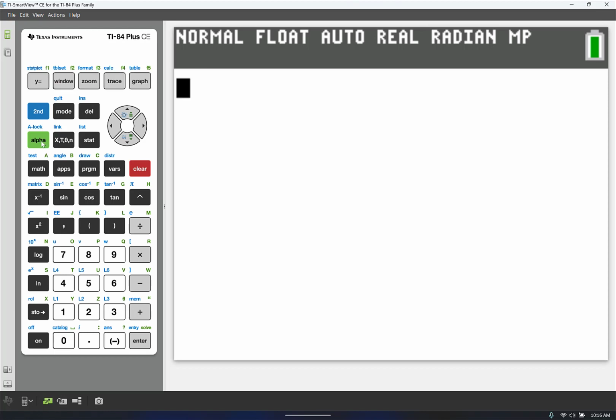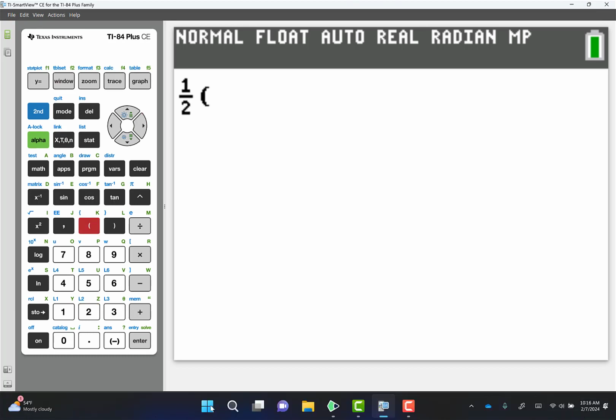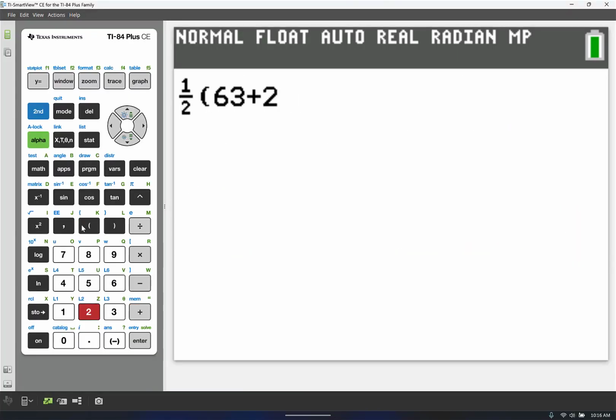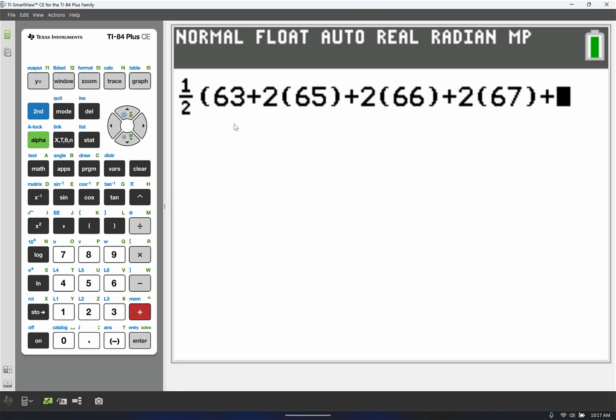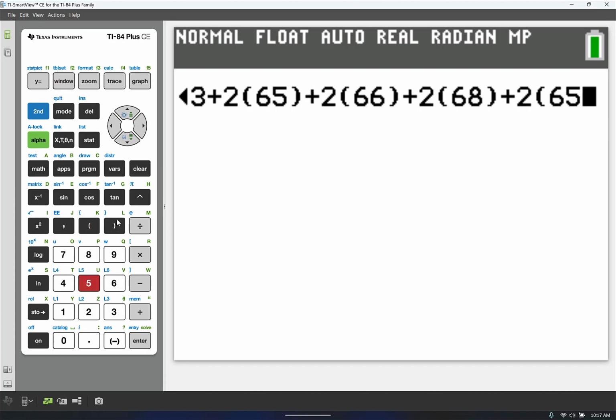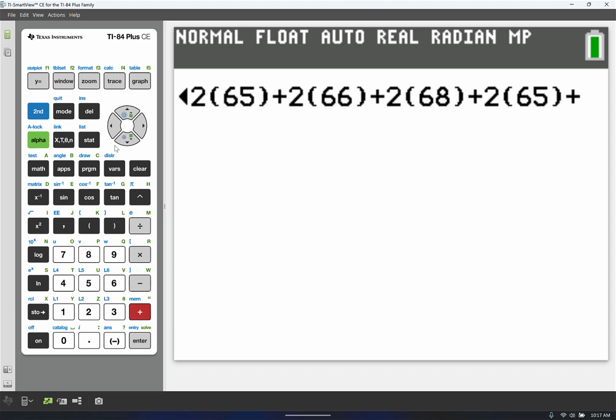Here's my 1/2, open parenthesis, 63. Someone help me with these numbers. 63 plus 2 times 65 plus 2 times, plus 2 times. Wasn't it 67? All right, plus 2 times. Plus. No, wait, guys. Oh my God. No, stop. It's 70. 70.